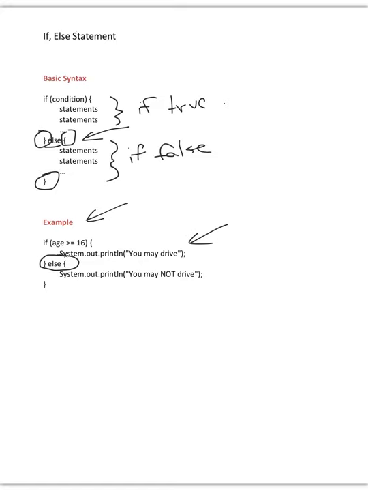So if the age is not greater than or equal to 16, or if this test returns false, then it's going to jump down and perform the else portion. So it's going to print out, you may not drive. And then you can see this closing bracket here. So we could do two tests. If the age is 17, then it's going to jump into this statement, and it's going to print out, you may drive.